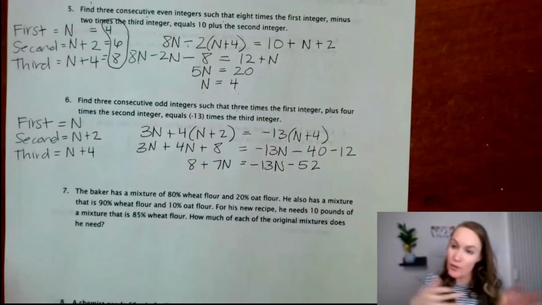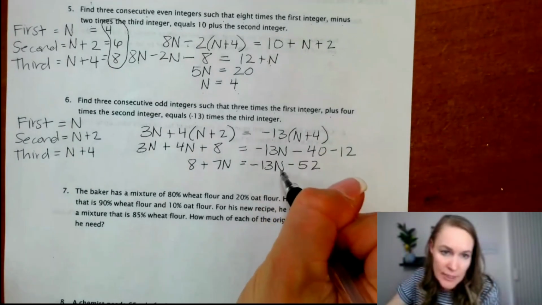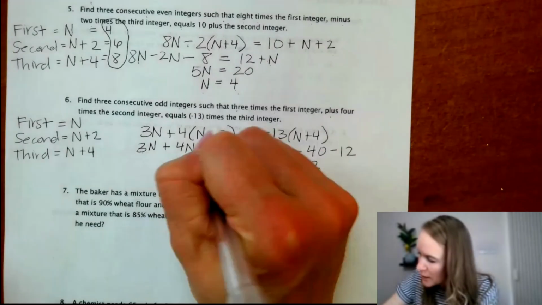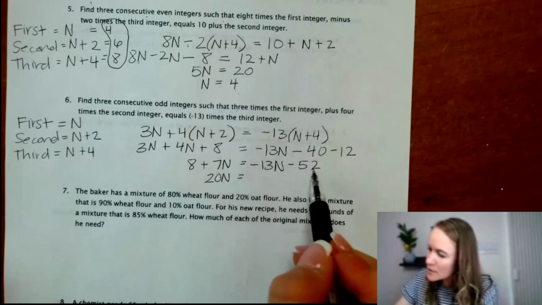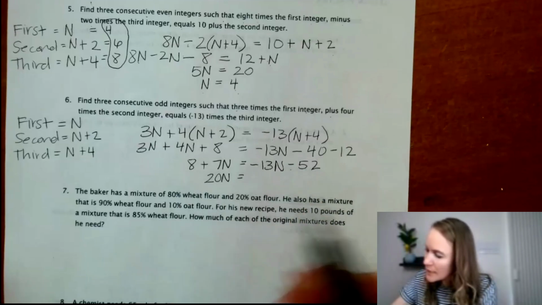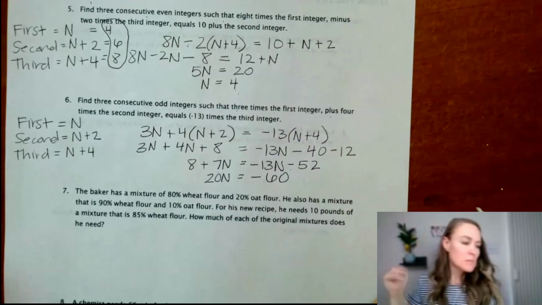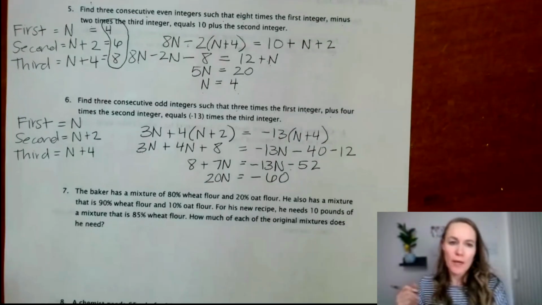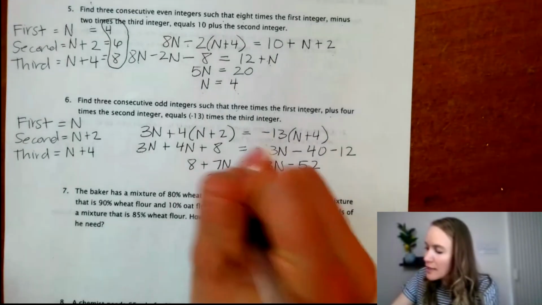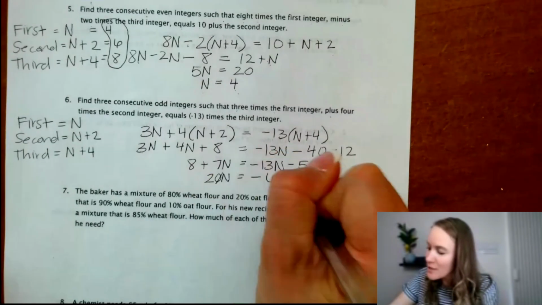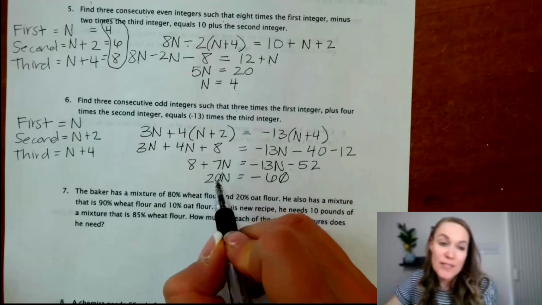Now I'm going to get all my letters to one side, all my numbers to one side. So plus 13n. Oh, that's easy. It's going to be 20n over here, right? And then minus 8. So negative 52 minus 8 is negative 60. Okay, that looks pretty good. So now I'm going to divide both sides by 20. I've got 0 over here, 0 over here. I can X those out. And then I get negative 6 divided by 2 is negative 3.